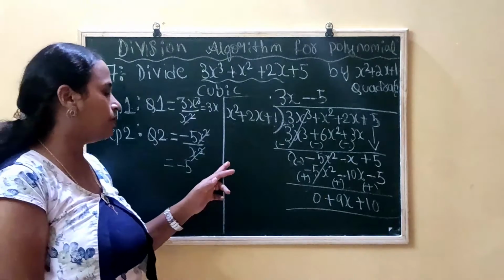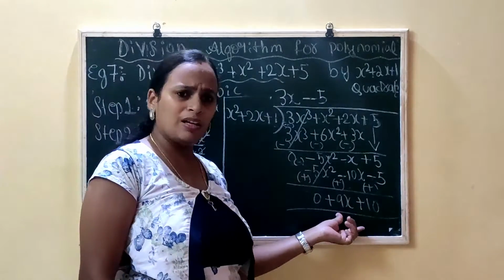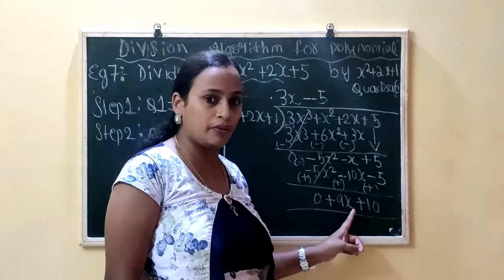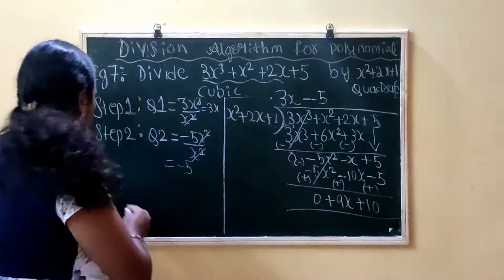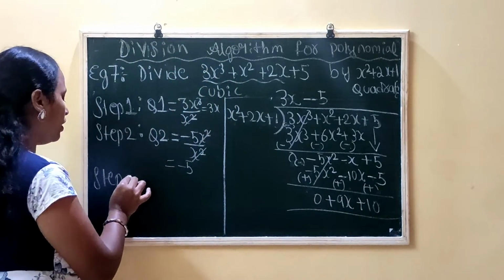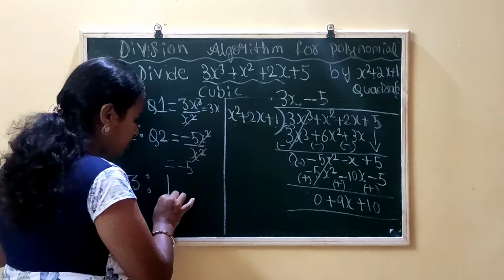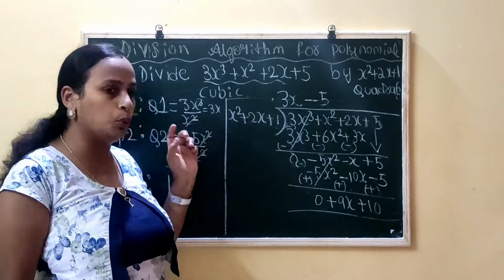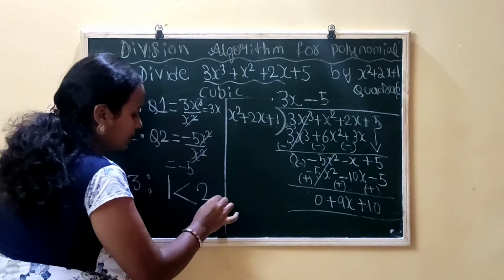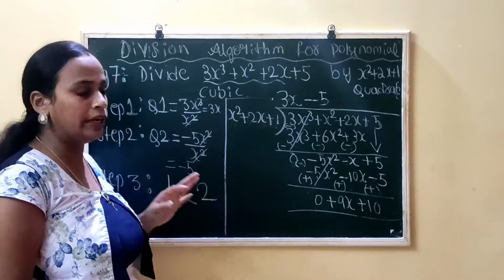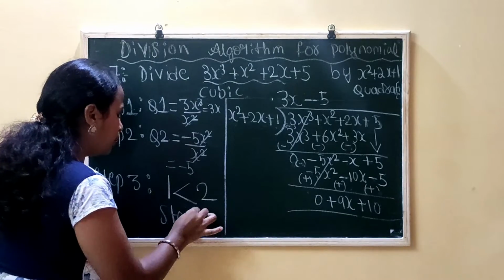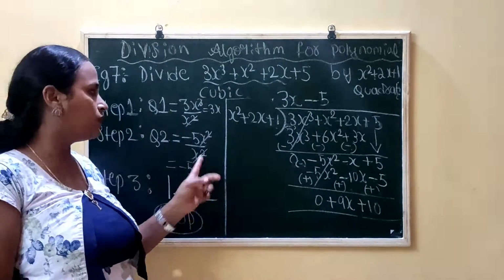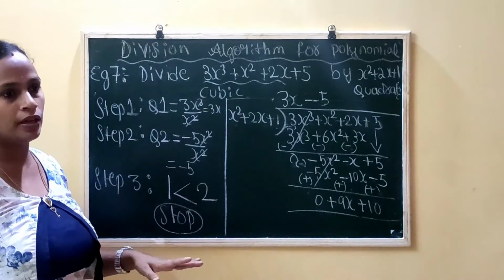Again try to apply. So now you need to check step 3. What does step 3 indicate? You need to check the degree of the new dividend. The degree of the new dividend is 1 because of x power 1, and the degree of the divisor is 2. Whether it is less than: if it is less than, yes, 1 is less than 2, then you need to stop. Else you need to go to step 2. So here the condition is satisfied, hence you need to stop.